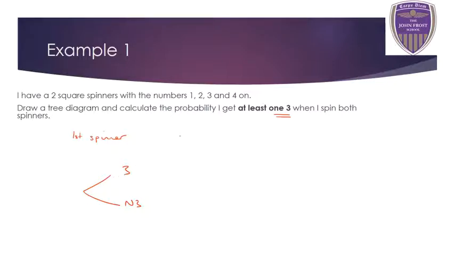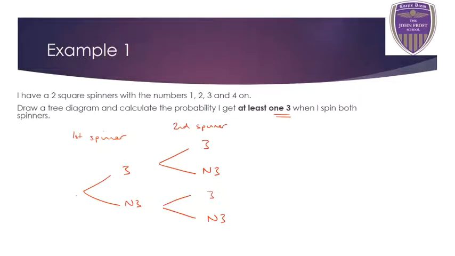Okay. Then for the second spinner, it should be exactly the same thing, shouldn't it? Whether we get a 3 the first time or whether we don't get a 3 the first time, it doesn't affect what we're doing the second time. So we're still either getting a 3 or we're not getting a 3. And I'm only doing it this way because the question is asking about us getting a 3. If this said I get at least 1, 2, instead, then we would do 2 and not 2 and so on. Okay, so we've got our diagram there anyway.